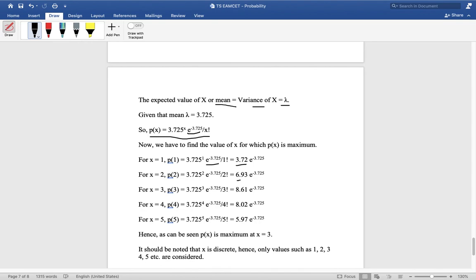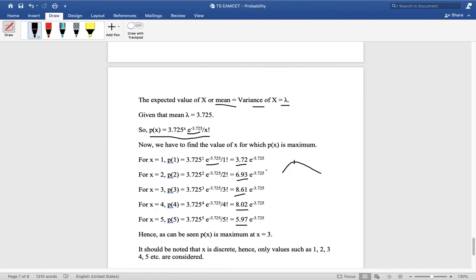So I've done the calculation. It comes out to be 6.93. For x equals 3, 3.725 cubed divided by 3 factorial is 8.61. When you put x equals 4, you will get 8.02. When you put x equals 5, you will get 5.97, all multiplied with this number, e to the power minus 3.725.